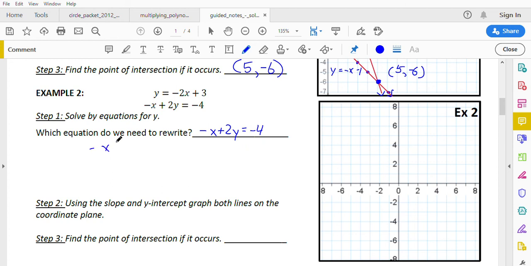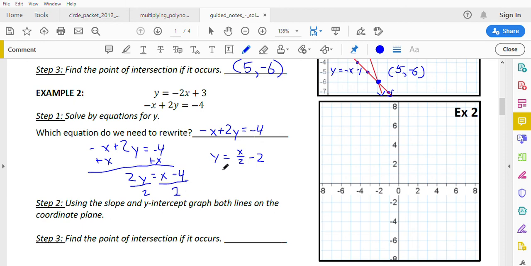All right, so -x plus 2y is equal to -4. So the first thing, let's add x to both sides. So we got 2y is equal to x minus 4. Okay. Good. Now, when we divide by 2, remember we have to divide this whole thing. Think distributive property. This 2 has to go to everything, right? So what are we going to get? We're going to get y is equal to x over 2 minus 2, right? 4 divided by 2 is 2.